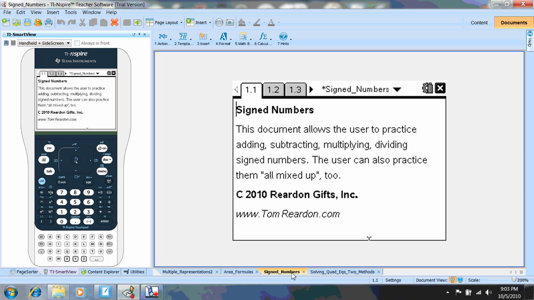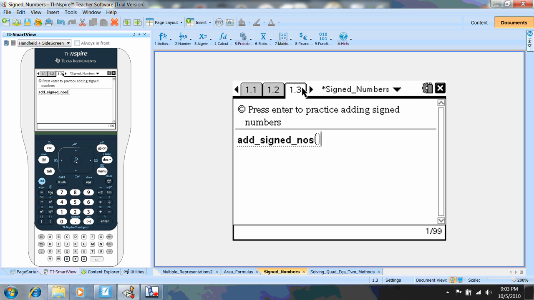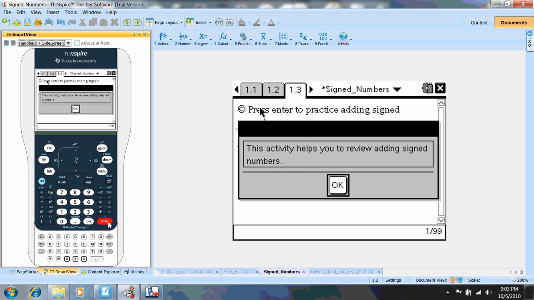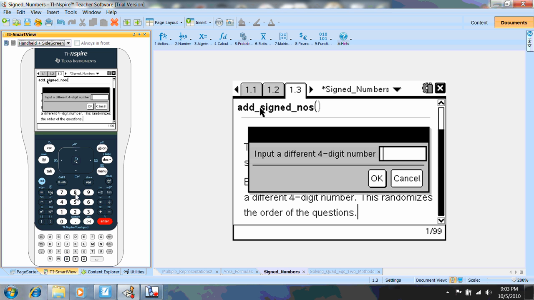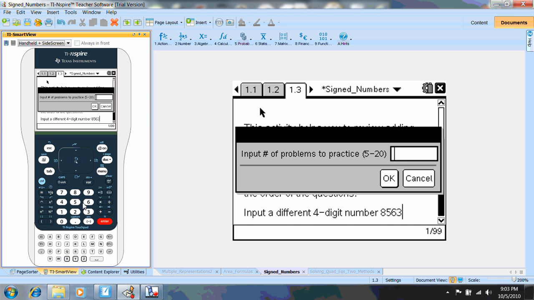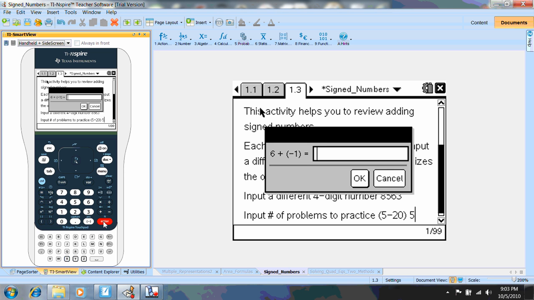Several students have trouble with signed numbers, adding, subtracting, multiplying, dividing them, and also when they're all mixed up. I created this program to help students practice that. It's kind of like electronic flashcards, so I'll just run through it. It says enter a 4-digit number, and the reason for that is that if you put a different 4-digit number in each time, you get the problems in a different order. I think 5 problems will be enough here.